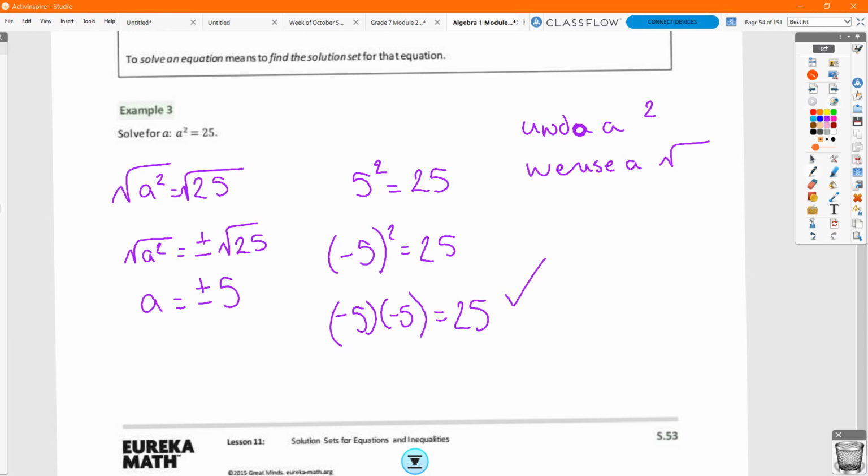So when you're working with squares, you have to make sure that you put the plus or minus when trying to solve, because there could be two values that could suffice for the solution. But in order to verify, we still have to sit there and check like we did. We put in 5 and a negative 5 to verify the solutions were true. So a does equal positive and negative 5. Okay?